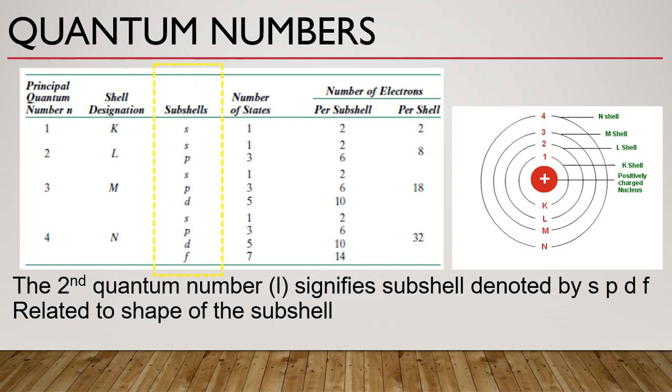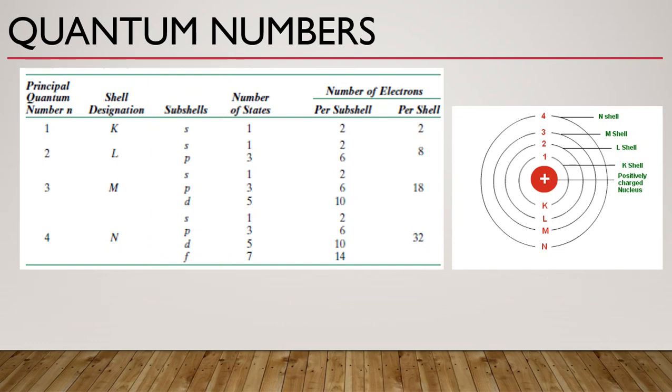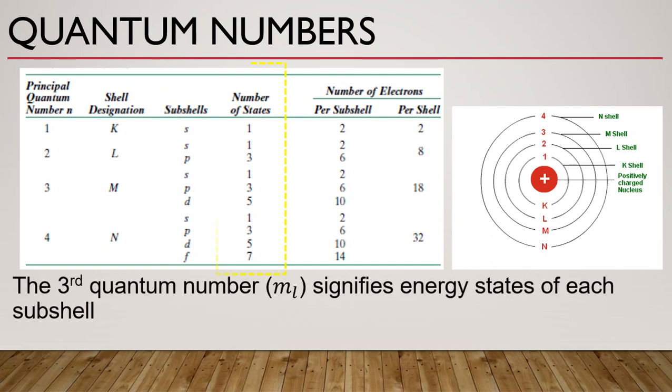For shell 1, the subshell is S; for shell 2, S and P; for shell 3, S, P, and D; and for shell 4, S, P, D, and F. The third quantum number determines the number of energy states. So, it focuses on the energy states of each subshell.